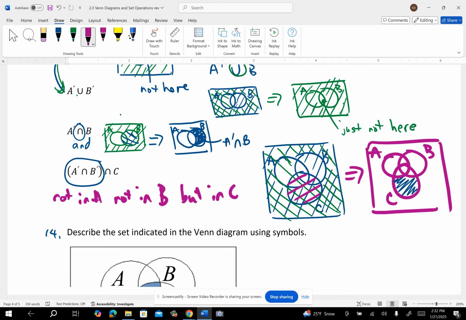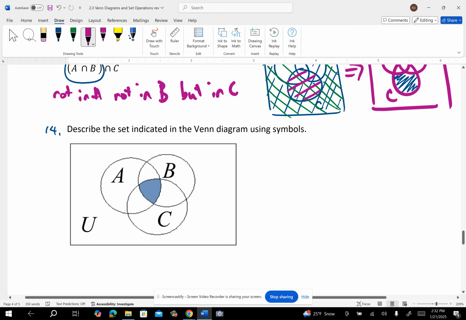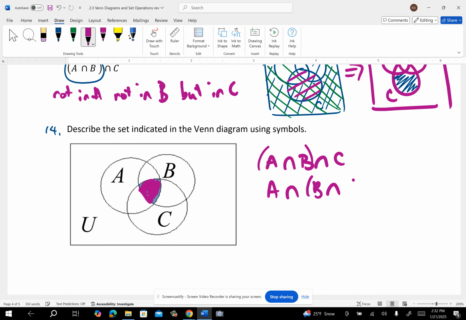All right, this is going backwards. This is giving us a picture and asking us to write it in symbols. So if you notice here, what's shaded is inside A, B, and also C. So I have to be in the intersection of those 3. You could put parentheses, but you really don't have to. The order you write them wouldn't matter, so you could just say A intersect B intersect C, and that would be it.